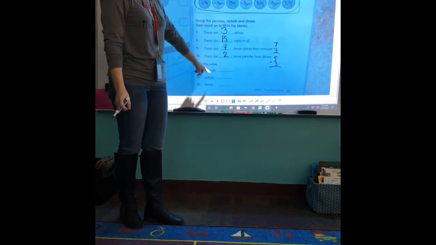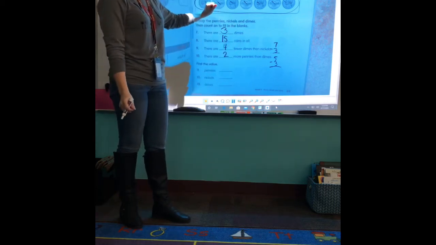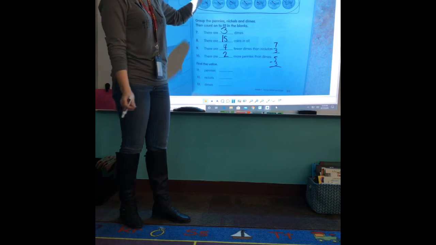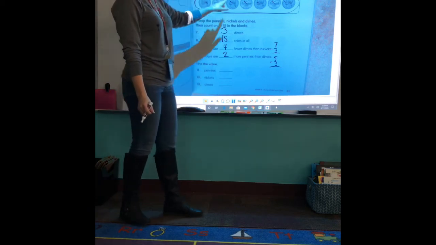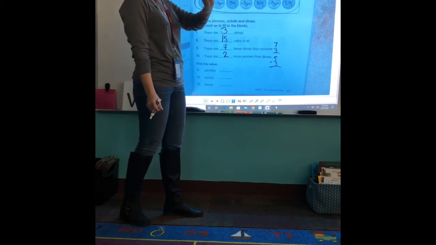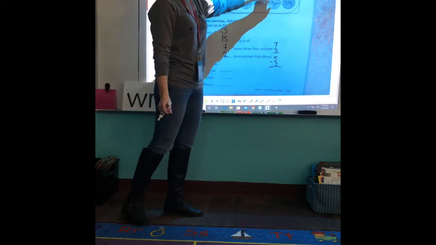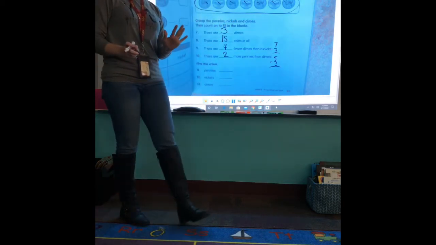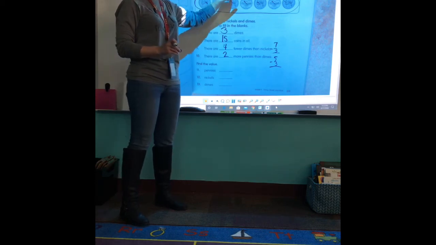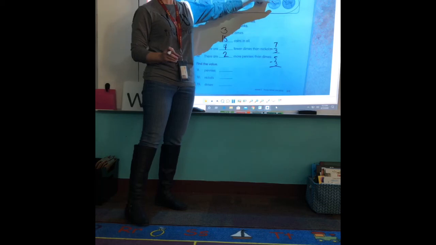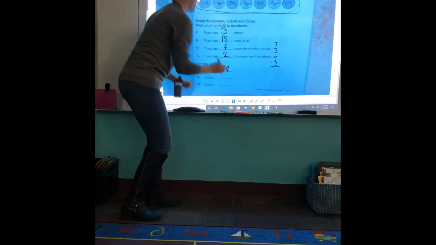All right, find the value. Pennies, let's look up here. How many pennies do we have? Our pennies have not been circled yet. They're all right here. The value of our pennies is, remember pennies are worth 1 cent. 1, 2, 3, 4, 5. If I have 5 pennies and they're all worth 1 cent, then I have 1 cent, 2 cent, 3 cent, 4 cent, 5 cent. And this is how we write our cent sign.